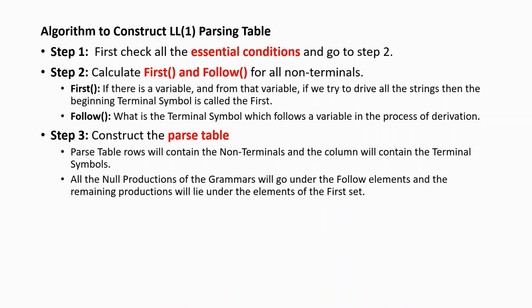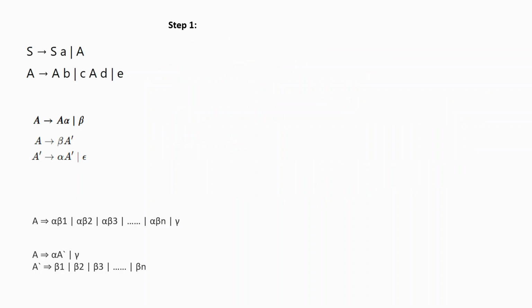Now moving to the algorithm to construct the LL1 parsing table. First, we have to check whether our grammar is unambiguous, with no left recursion and no left factoring. After that, we have to calculate first and follow for all the non-terminals. Then you have to construct the parse table. So now we will take one example, and this is our grammar. For this grammar, we are going to follow these steps to create a parse table.